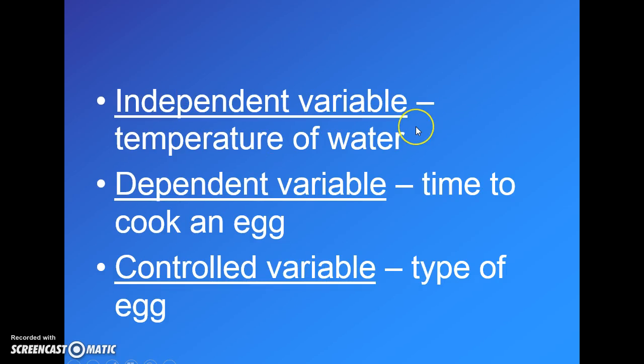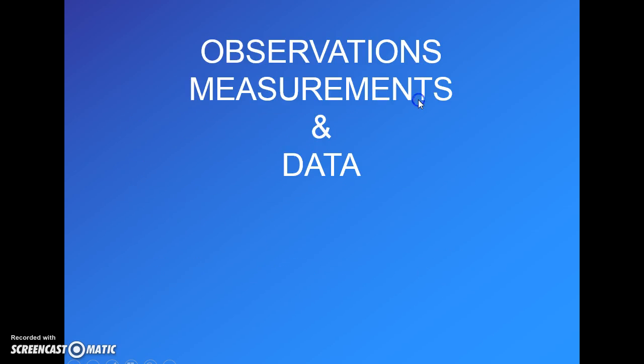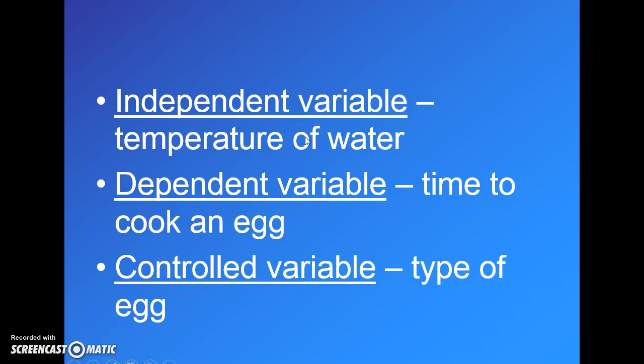So let's look at our independent variable. This is what we were changing in our experiment. The temperature of our water. The dependent variable is the time it took to cook the egg. That is what we measured. And some of the control variables we have were the type of egg, how much water we put in the pot, the size of the pot, etc.